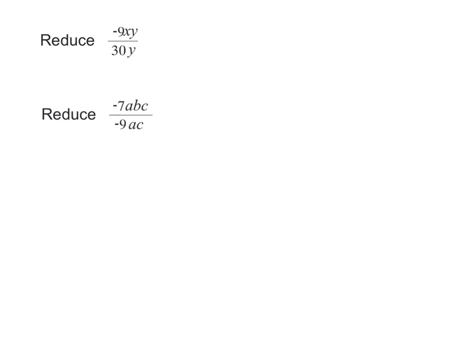Here's some more. In this top problem, the numbers have something in common and we have y's in common. So I'm going to do both. I'm going to write out the common factor, which is 3, and then reduce. What's left over is a negative 3x in the numerator and a 10 in the denominator.